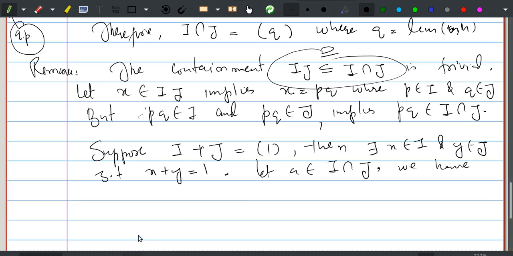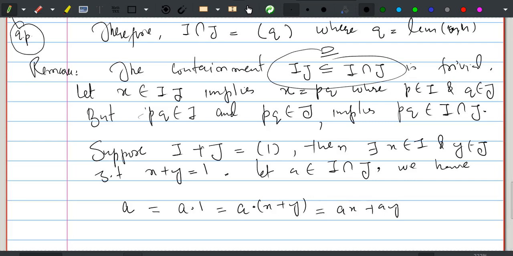So we can write this A as A times 1, which is A times X plus Y. Since multiplication is distributive over addition, this is the same as AX plus AY. Now look at this element here. A is in I as well as in J. Now this AX is the same as XA. Now X being an element of I and A being in the intersection, so this is also an element of J. So this is in IJ. That means AX is in IJ.